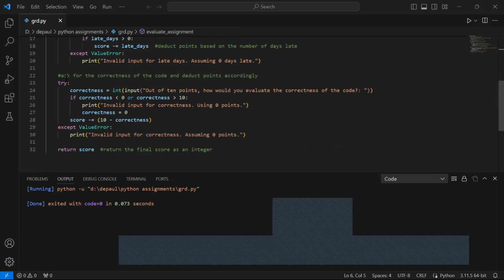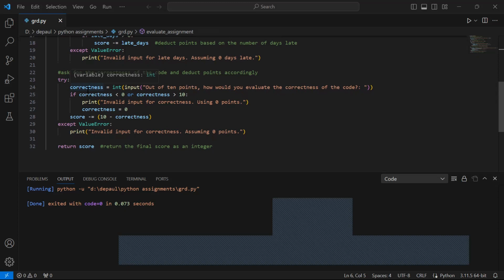Now, we have to ask for correctness of the code and deduct points accordingly. Like try correctness equal to int of input, out of 10 points: how would you evaluate the correctness of the code? So we are taking that, and if correctness is less than 0 or correctness greater than 10, print invalid input for correctness, using 0 points. Correctness equals 0. So the correctness should not be negative, and it should not be greater than 10.